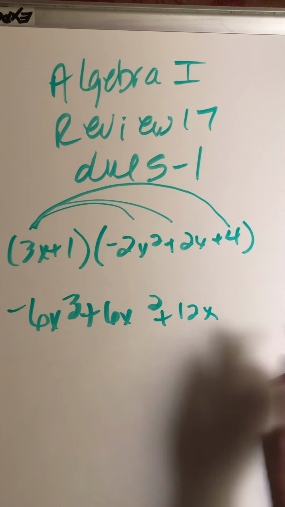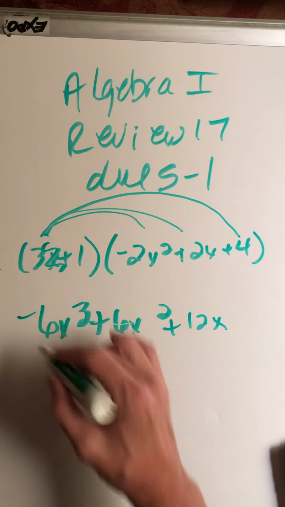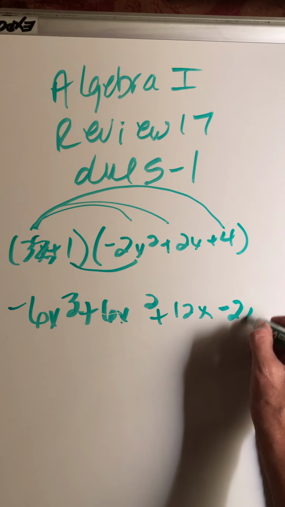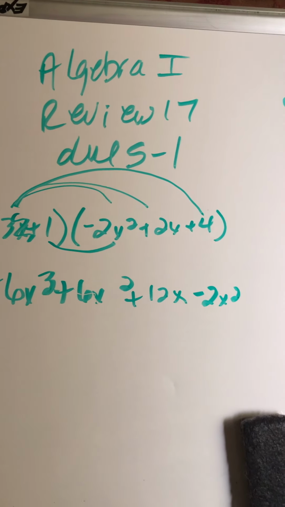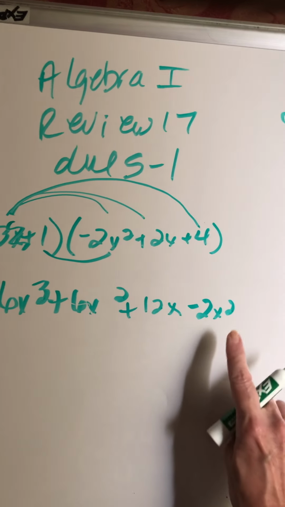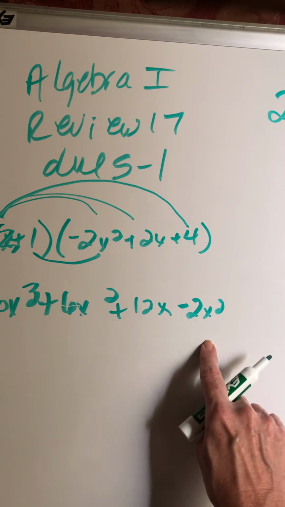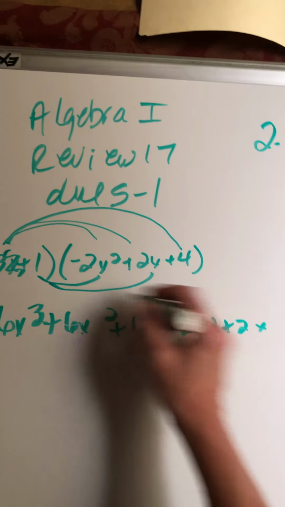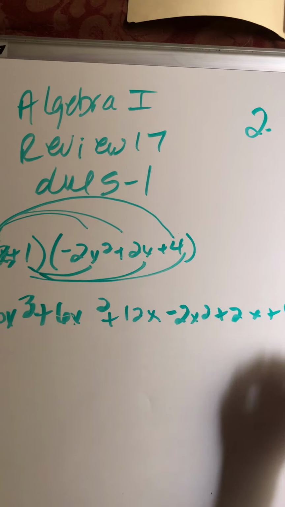Then we get rid of the 3x because we're done with it. Then we multiply everything by 1. So I'd have negative 2x squared. And this is going to take a lot of room now. Negative 2x squared, because 1 times negative 2x squared is negative 2x squared. Then 1 times 2x is 2x. And 1 times 4 is 4.